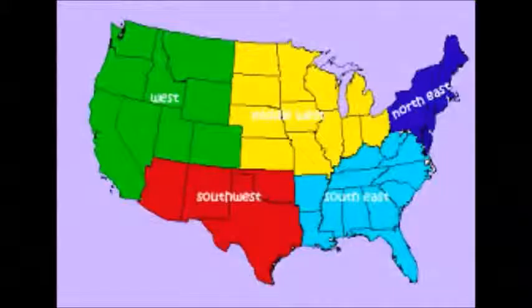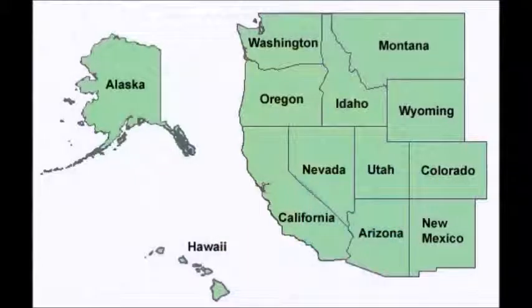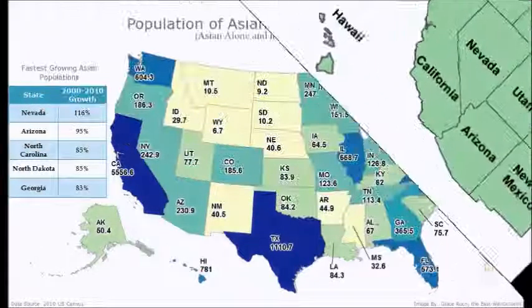Finally, let's talk about the West. The West is the area from the Pacific Ocean to the Rocky Mountains. It also includes the states Alaska and Hawaii. Almost 20% of U.S. residents live in the West. The state of California has by far the largest population in the U.S. Besides Hawaii and California, the rest of the states in the West are not as racially diverse, with the white population making up 80% of the total population.